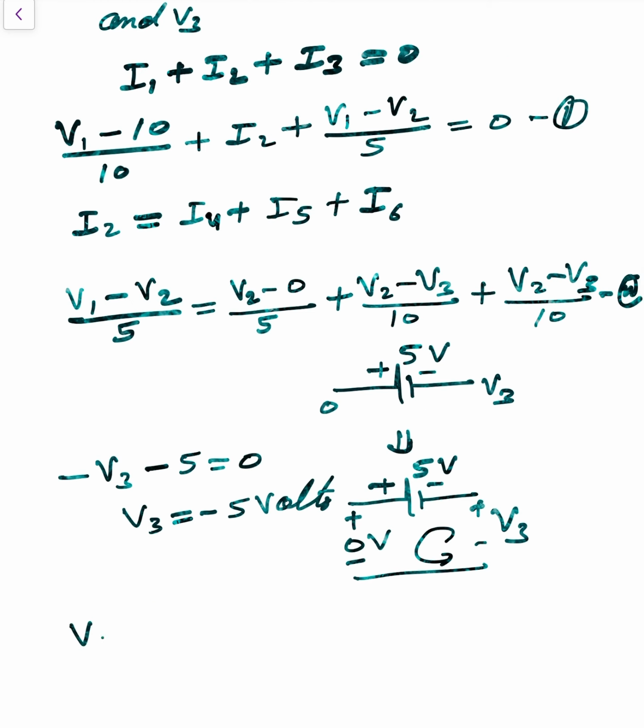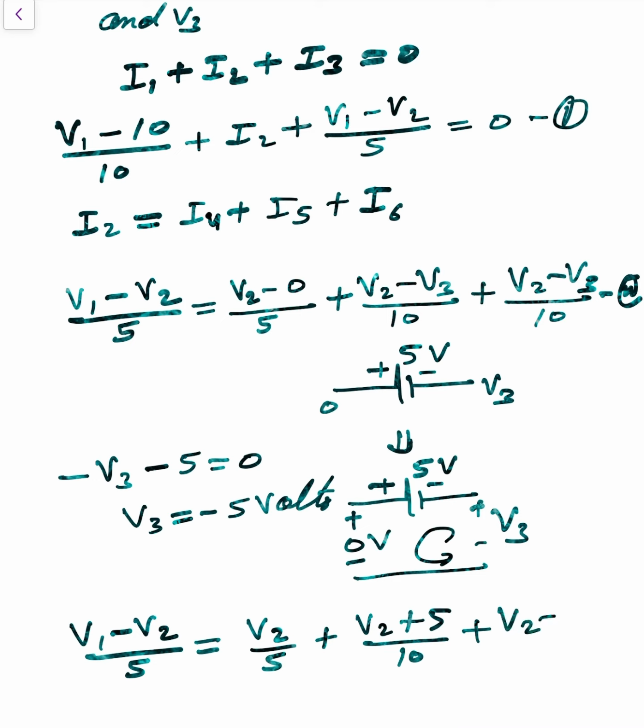Then we get V1 minus V2 divided by 5. This will be equal to, what about V2? I don't know. So V2 divided by 5, plus V2 plus 5 divided by 10, plus V2 plus 5 divided by 10. Clear or not?